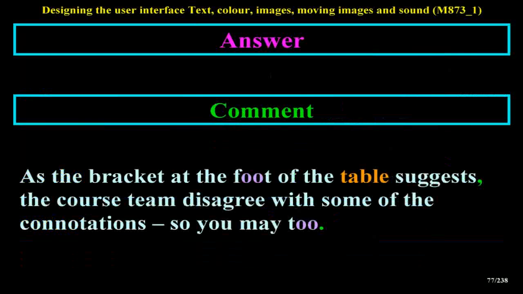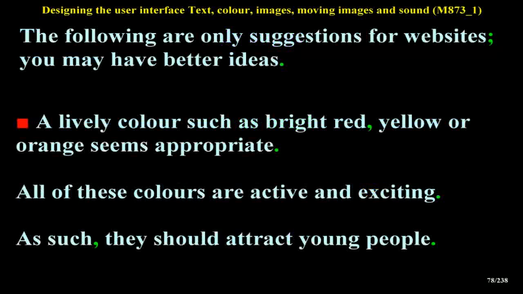Answer. Comment. As the bracket at the foot of the table suggests, the course team disagree with some of the connotations, so you may too. The following are only suggestions for websites. You may have better ideas. A lively color such as bright red, yellow or orange seems appropriate. All of these colors are active and exciting. As such, they should attract young people.